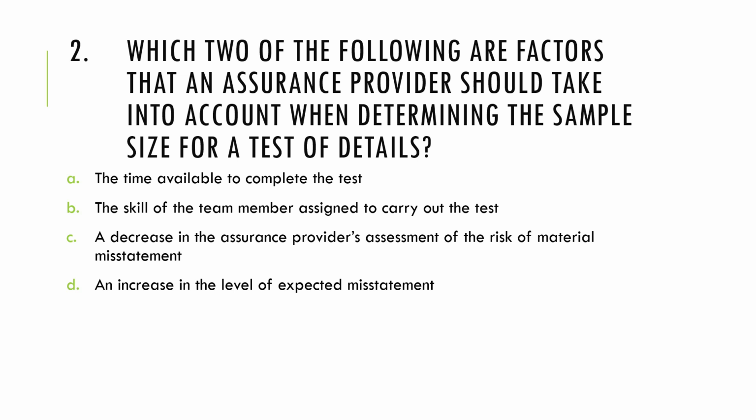So to this, we do recall the factors that will affect our sample size, one of which, of course, is the assessment of the risk of material misstatement, which we said has a direct effect to sample size. Therefore, in the case of letter C, a decrease in the assessment of the risk of material misstatement will also decrease your sample size. Another such factor is the level of expected misstatement, which we know has a direct relationship to your sample size. So in the case of letter D, where the level of expected misstatement increases, then we also expect our sample size to increase. So the answer to this is Charlie and Delta.